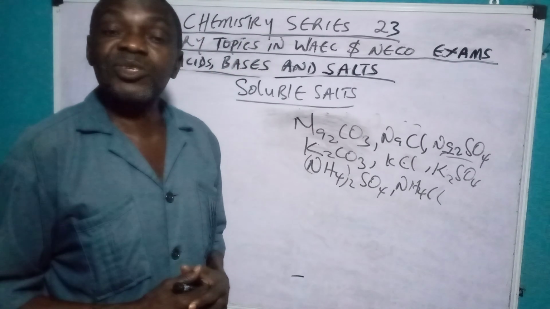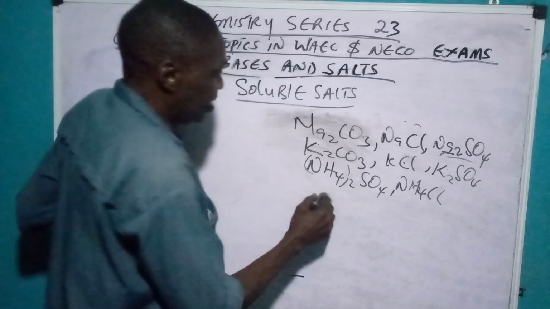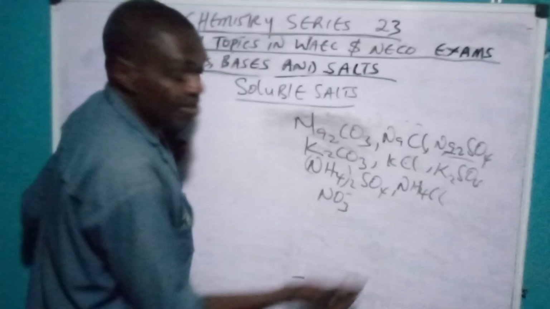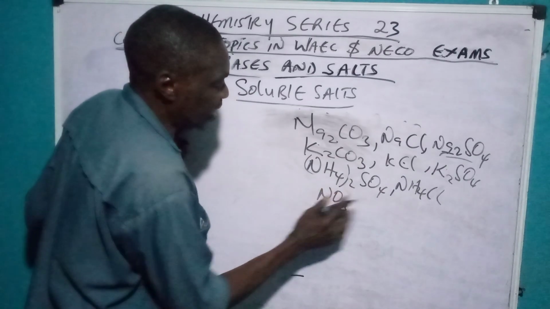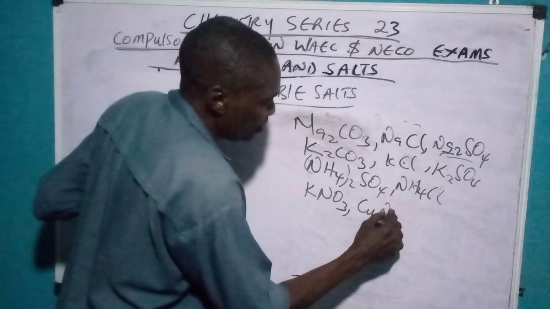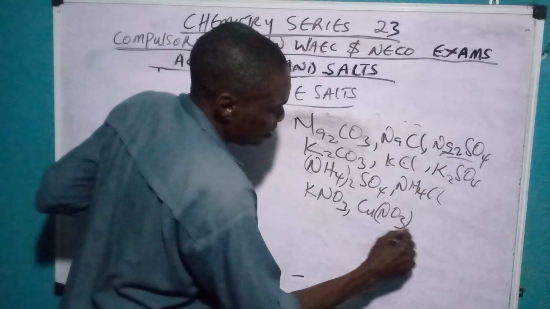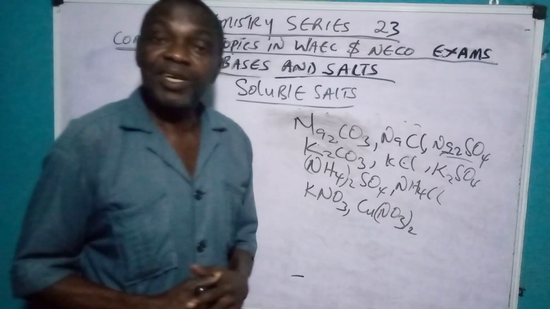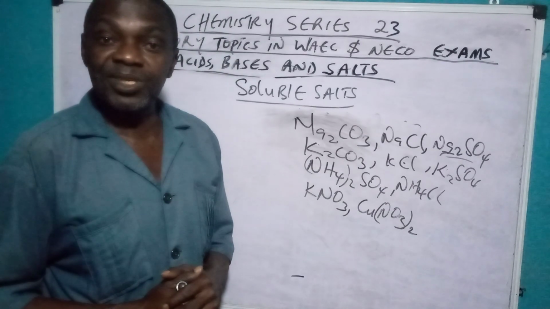Then again, any nitrate, once you see NO3, which is a radical, in it, you know it's a soluble salt. For example, let's say I have KNO3, Cu(NO3)2, and so on and so forth. Once there is a nitrate, that is NO3, present, it's a soluble salt.